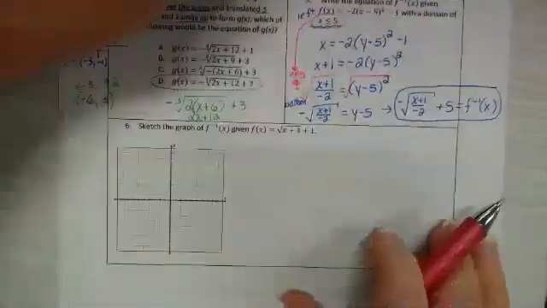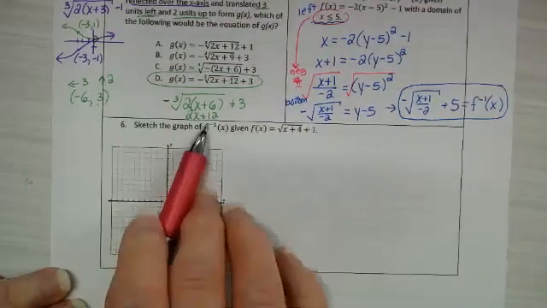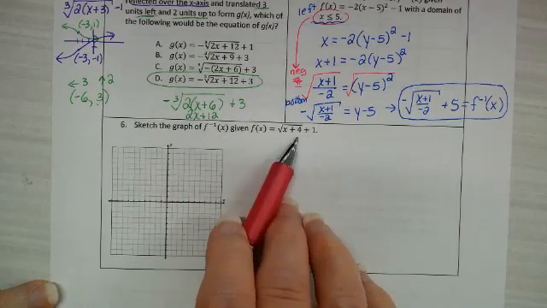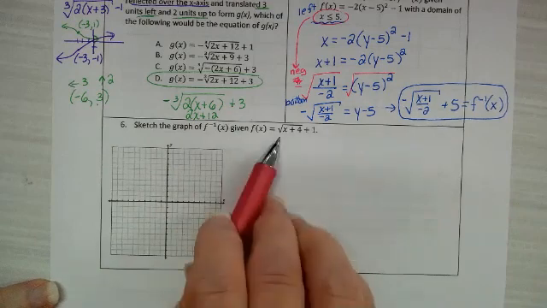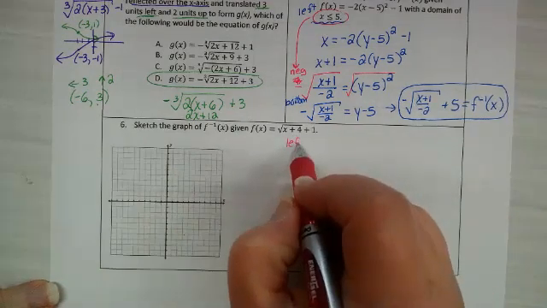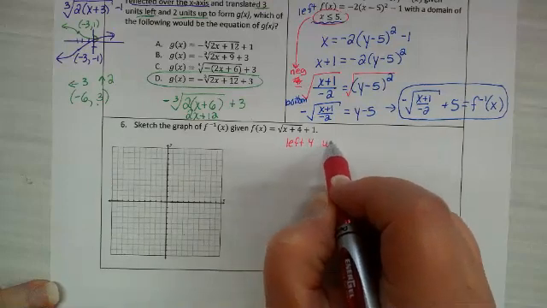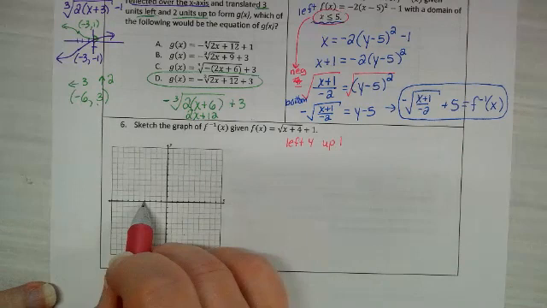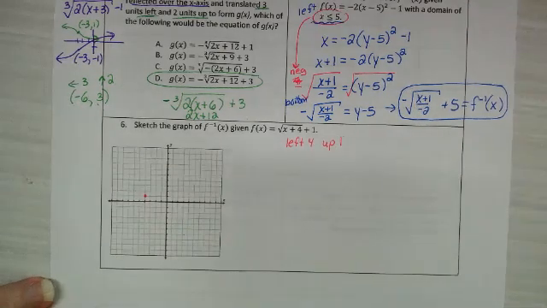So in the next one, they want us to sketch the graph of the inverse given this. So there's some ways you can do that. First off, this is a square root function, and I know it went left 4 and up 1. So I know it starts over here. Left 4, up 1.